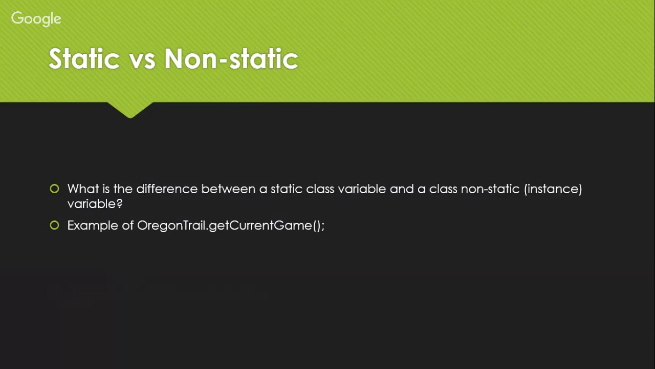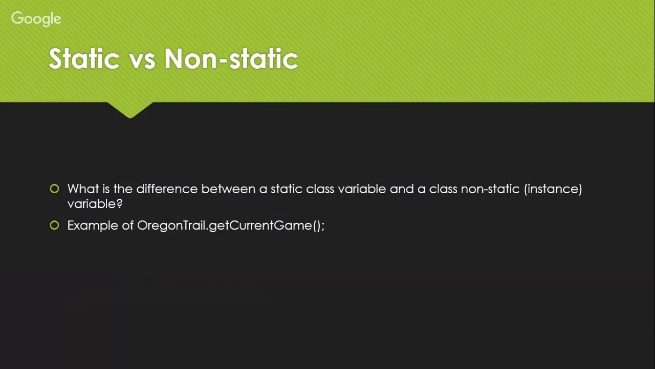The main difference is that with a static variable, you don't need to instantiate the class to access its value. Otherwise, for a non-static variable, you need to instantiate the class. You need to create objects of this class to access this variable. So we have a few examples here in our program.